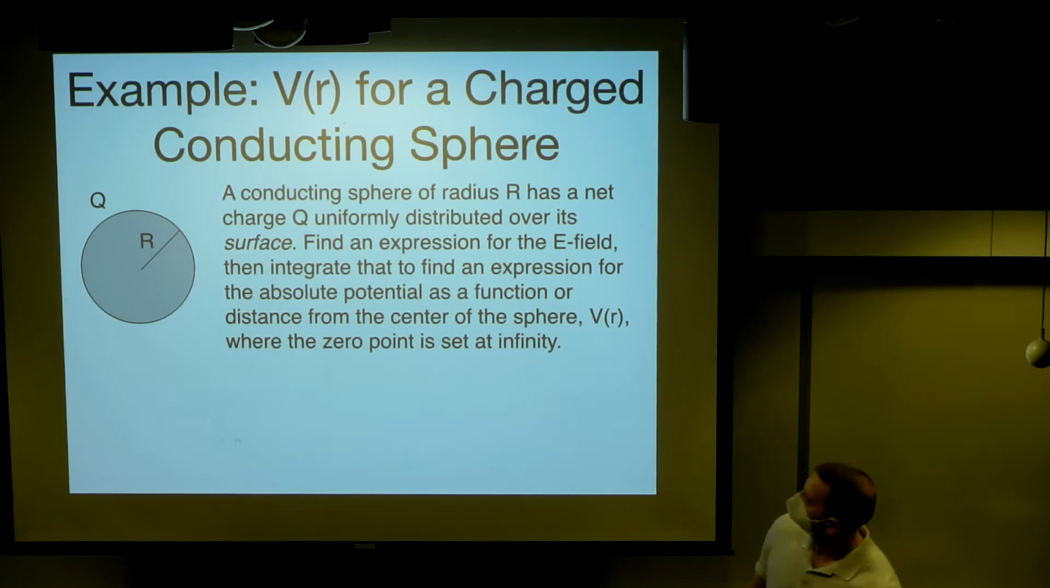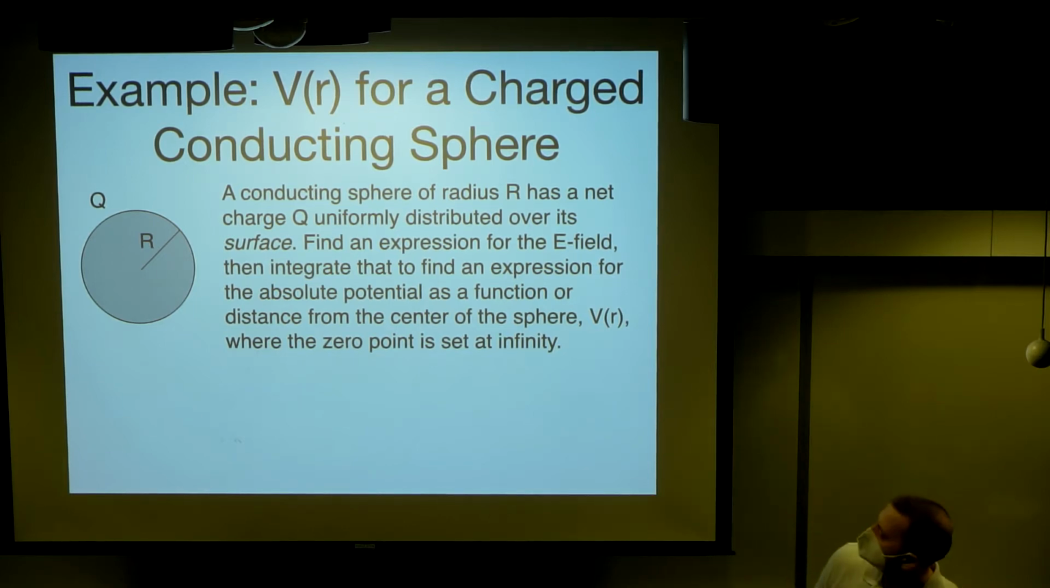So in this example, we had a charged conducting sphere. A conducting sphere of radius big R has a net charge Q, which is uniformly distributed over its surface. That is to say, all of the charge is on the outer surface, none of it is on the interior of this conductor. What we're going to do is find an expression for the E field, and then we're going to integrate that E field to get an expression for the absolute potential as a function of distance from the center. So we can call that V as a function of R.